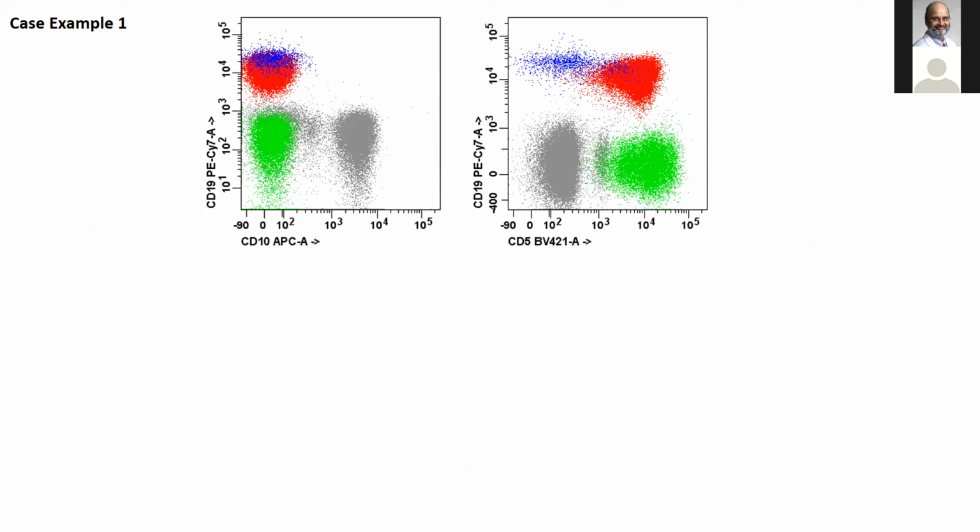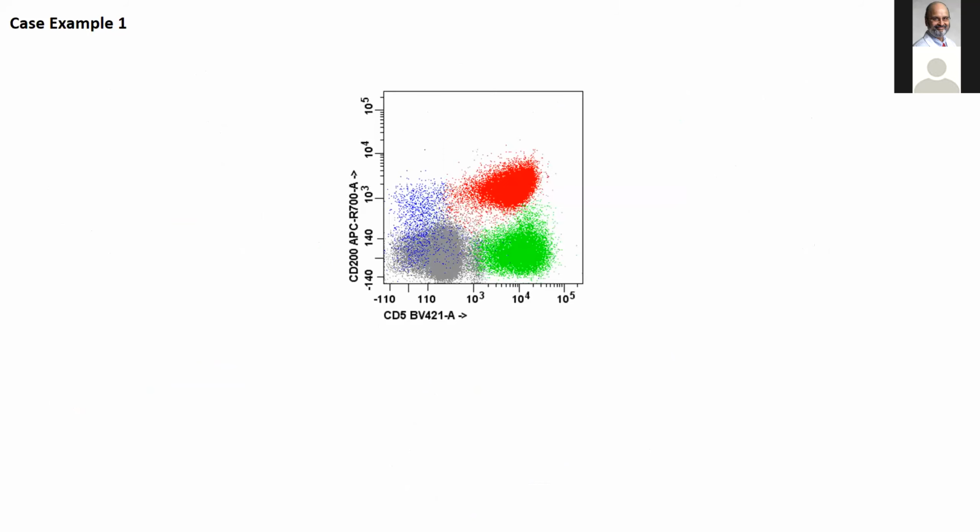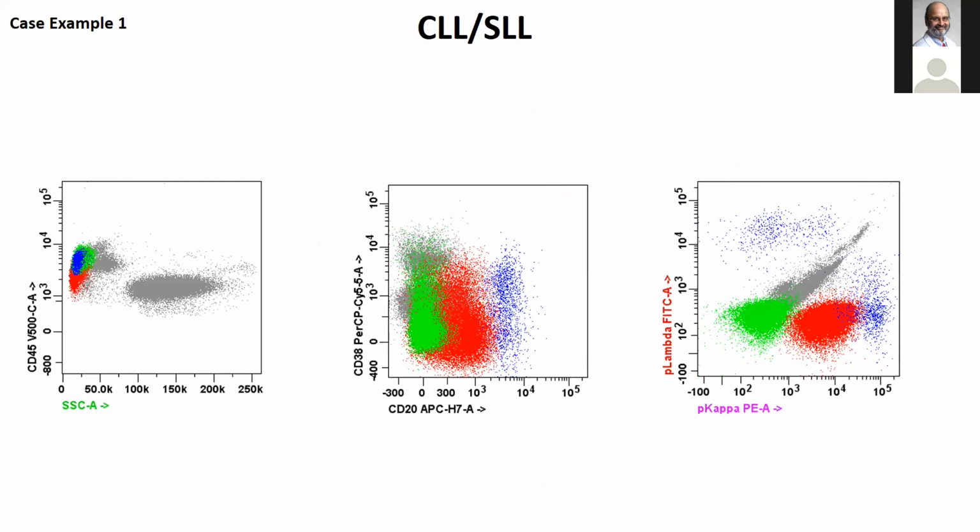If we look then on our algorithm, we're going to move to CD10 and CD5. These happen to be CD5 positive and CD10 negative. So here's our algorithm. Again, it places us in the CLL versus mantle cell category. Here's the CD200 on this population. It's nicely positive. So this should be a CLL/SLL. We can look at our supporting features here.